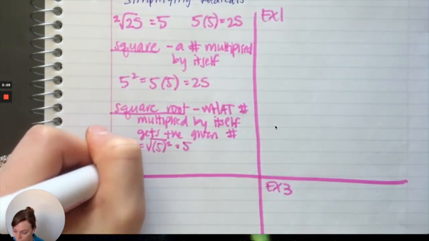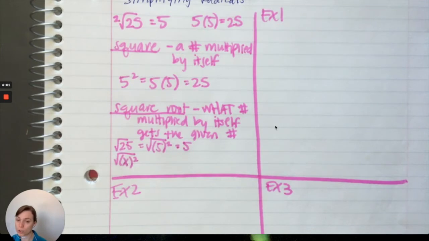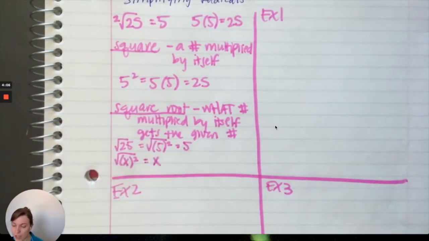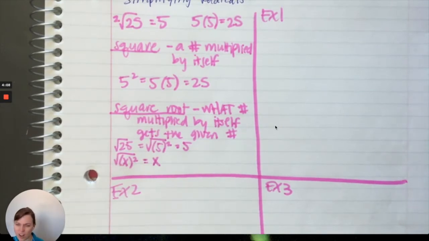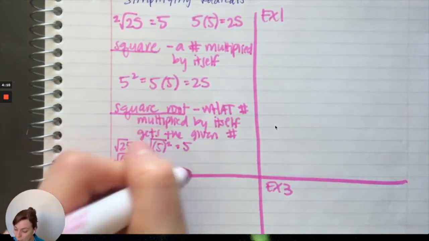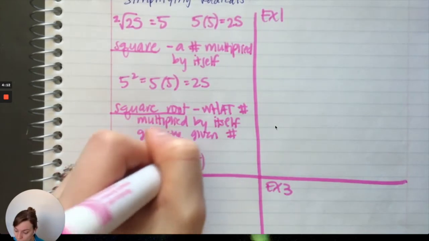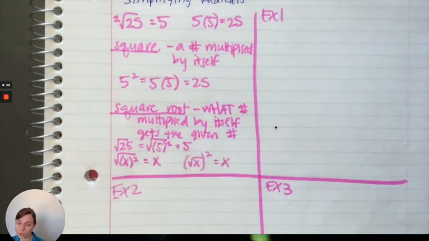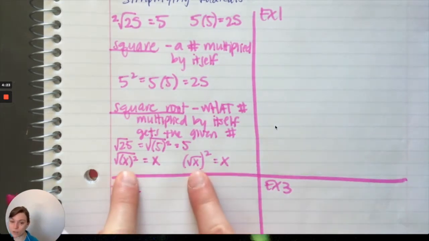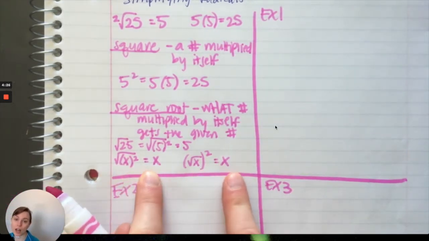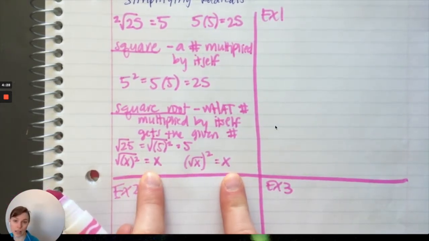So if you have some value, some number x squared, then you take the square root of it, you're going to end up with x. If we'd had the square root of x squared, that would also give us the argument x. So it doesn't matter if you take the square root first and then square, or square first and then square root. Both of them will be inverses of each other and undo each other and end up with just plain old x.